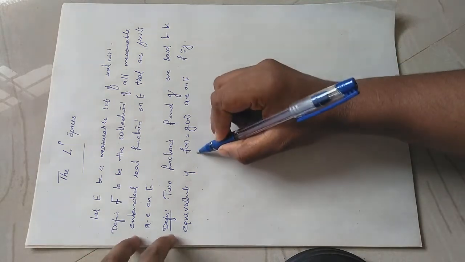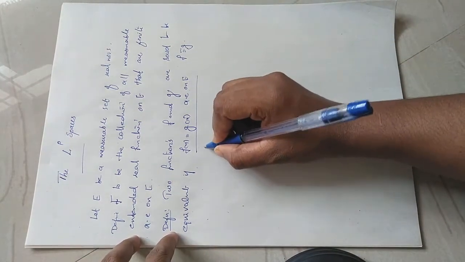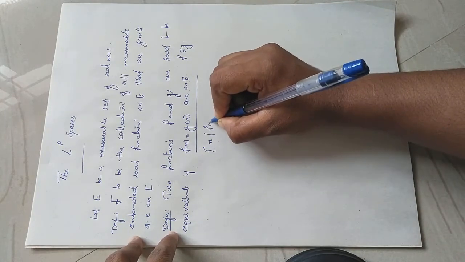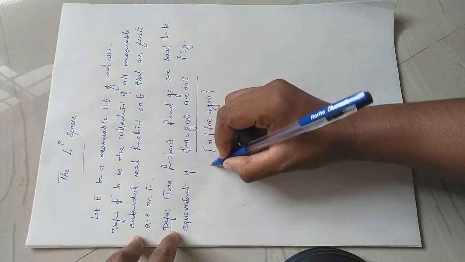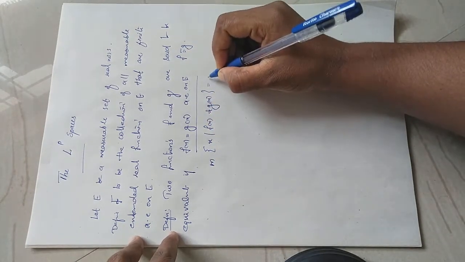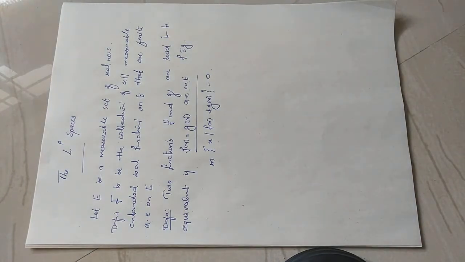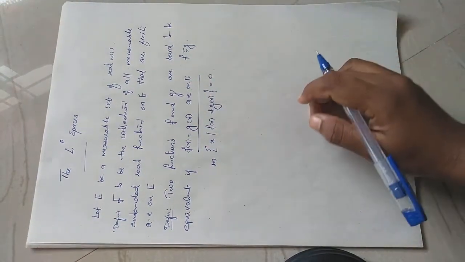What is the meaning of f of x equal to g of x almost everywhere on E? It means this: if you consider the set of all x such that f of x is not equal to g of x, then this set has measure equal to 0. So the measure of all those points at which f of x is not equal to g of x is equal to 0. This is the meaning of f of x equal to g of x almost everywhere on E.